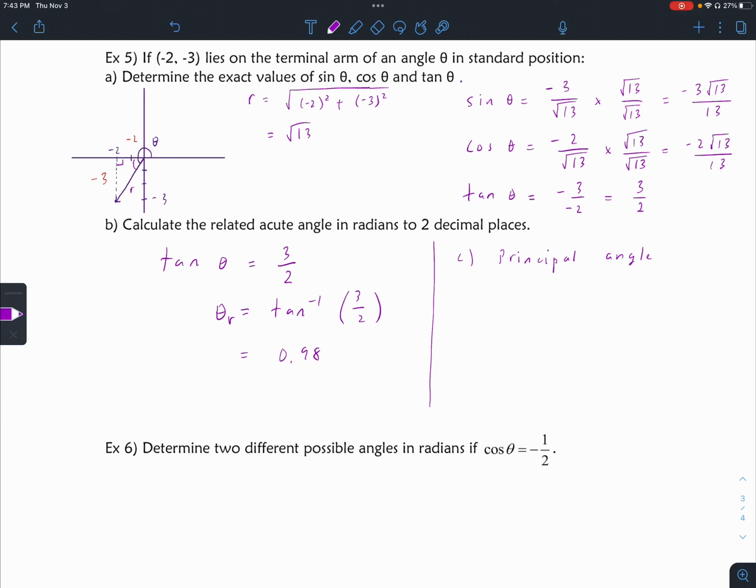So what we would do is we would take our related acute angle, 0.98, which is in here, and we would just add pi to it, right? So if we wanted to find theta, the actual principal angle, we would take 0.98 and we would add pi to it. And just using a calculator, what is that going to be? So 0.98 plus pi is going to give us 4.12. Okay, so that's what the angle is in radians, this principal angle in the third quadrant for this terminal arm.